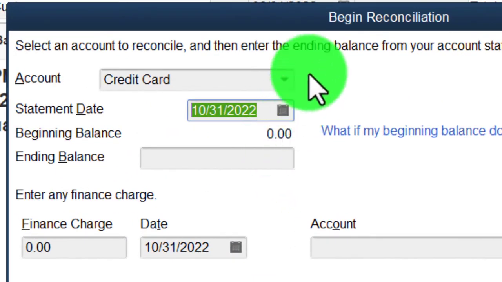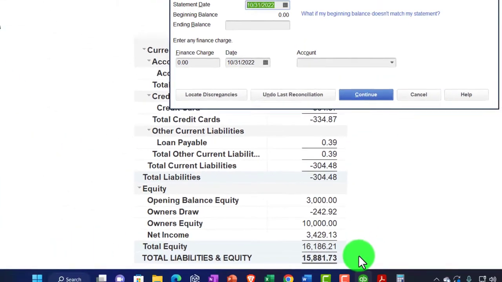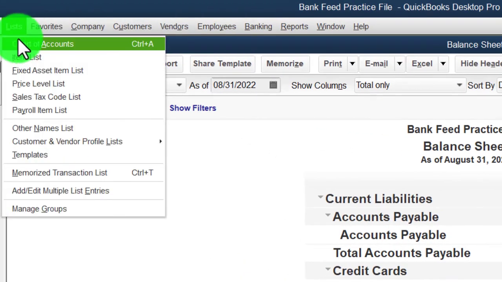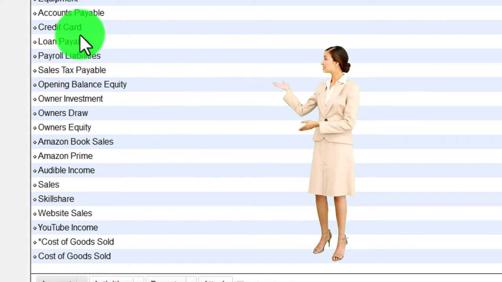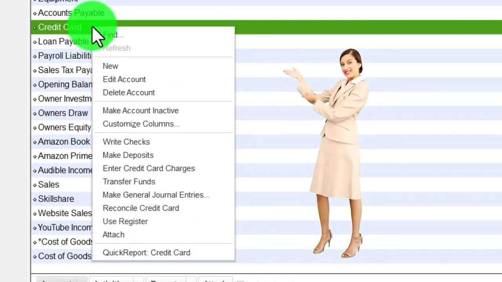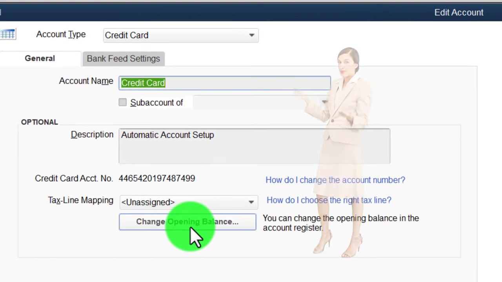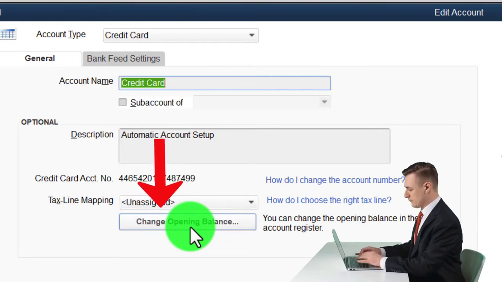Here's the problem. We've got a zero in the beginning balance, and over here we've got 1,000 in the beginning balance. Now you could try to fix this by closing this out and going to my lists and my chart of accounts. When we set up the credit card, I could have selected the credit card here, right clicked and edited. Sometimes it has an opening balance there and you can enter the opening balance, and that could be a useful tool, but QuickBooks is still going to enter a journal entry when you enter the opening balance, and it puts the other side typically either to an uncategorized expense account or into opening balance equity.